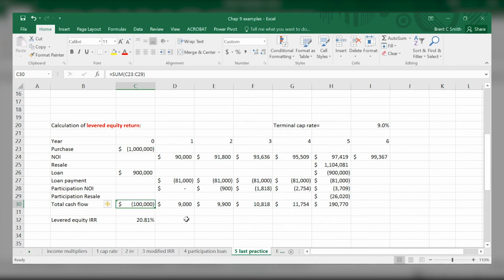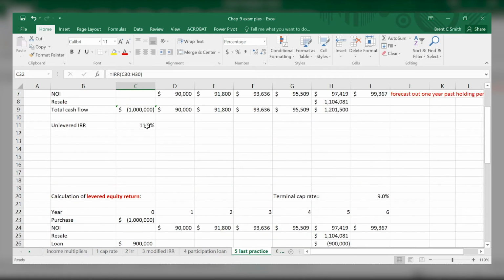We are going to have to come up with $100,000. This is our before tax cash flow after paying interest and paying the participation piece as it kicks in from an operations standpoint. And this is our net from operations and proceeds from sales. The IRR for this stream of cash flows is 21%, 20.81. That compares to the 11%, almost doubling what the unlevered return would be.